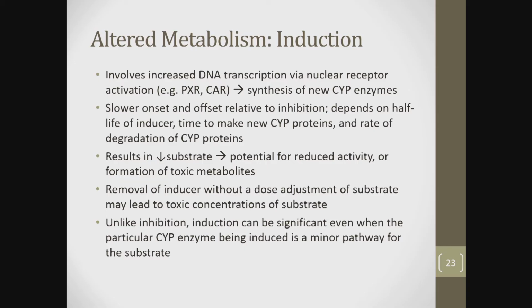We might also see the formation of toxic metabolites. When you remove the inducer without dose adjusting the substrate, you can get toxic concentrations of the substrate, of course. So just as we talked about with the inhibitor, you have to be mindful of both the onset and offset of inhibition and how you might be dose adjusting the substrate. Same too with the inducer, though of course the time course might be slightly different. Unlike inhibition, where if a substrate had multiple enzymes to metabolize it, inhibition of one was not so impactful, induction can be significant even when a drug relies on multiple CYP enzymes if one of the pathways is induced.